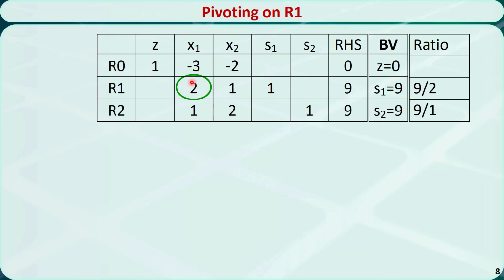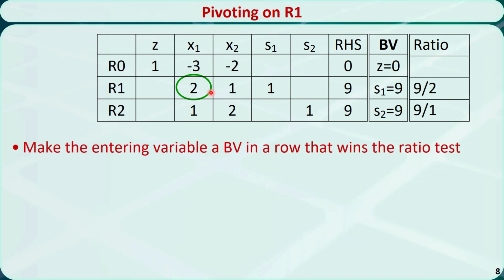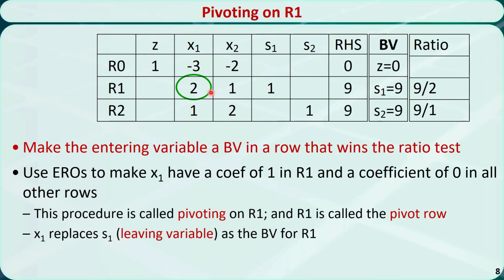We need to make x1 a basic variable in this row. It means that we should use elementary row operations, or EROs, to make x1 have a coefficient of 1 in row 1 and a coefficient of 0 in all other rows. This procedure is called pivoting on row 1, and row 1 is called the pivot row. x1 will replace s1 as a basic variable for row 1. s1 is called the leaving variable because it leaves the set of basic variables and becomes a non-basic variable. I'll show you how to do the EROs step by step.